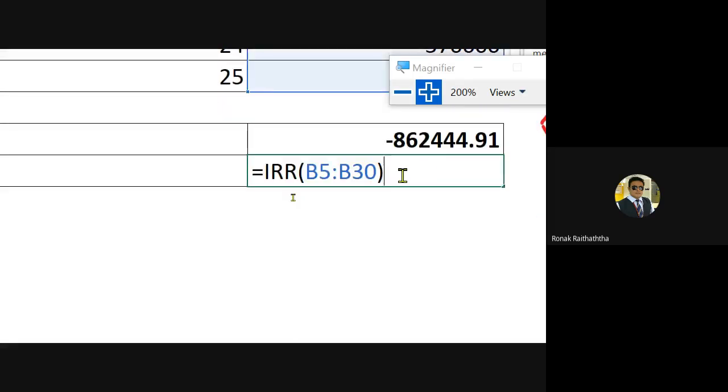The syntax of IRR is very simple. Equal to IRR and select the range of the data. As simple as that, nothing else. Are we clear about this?